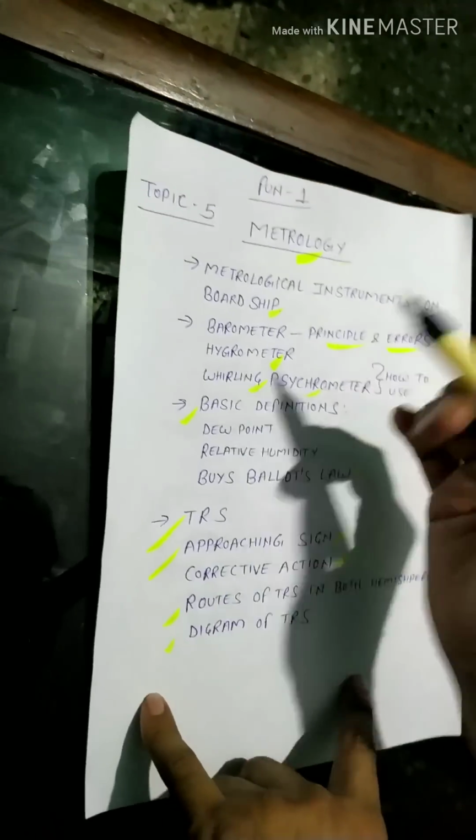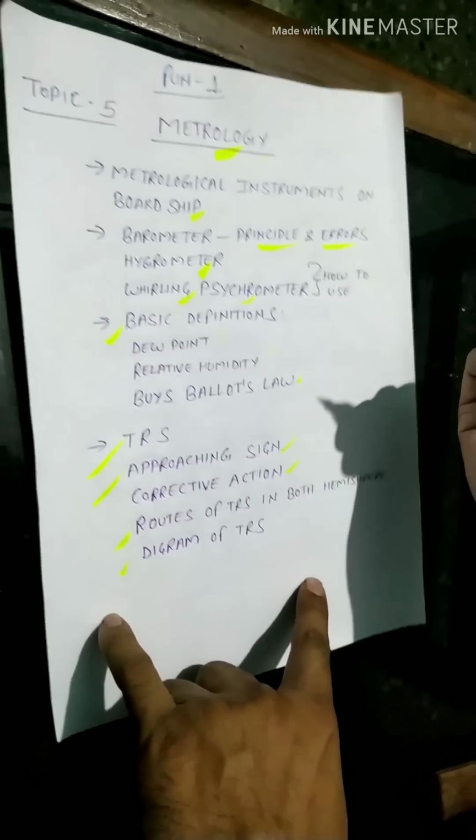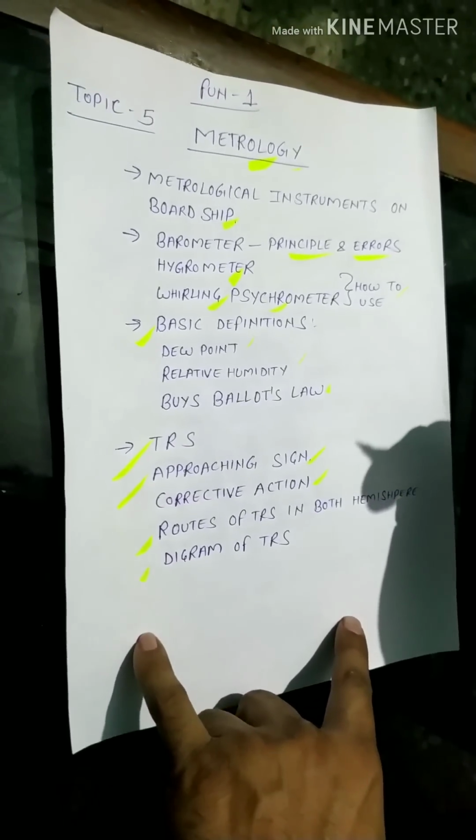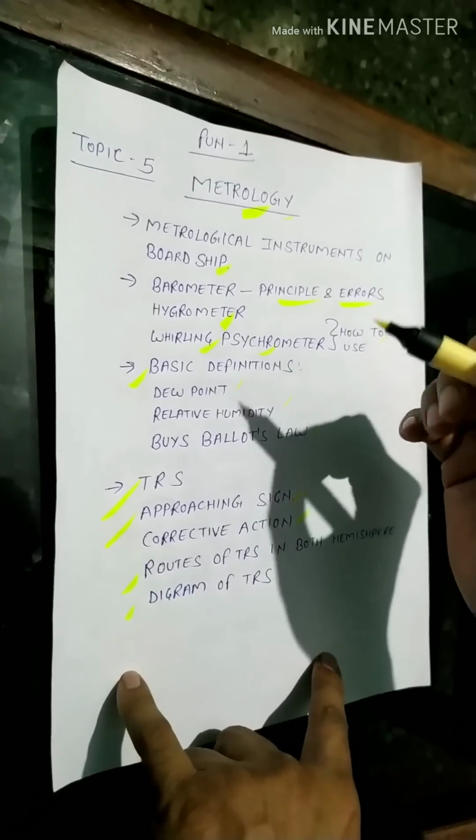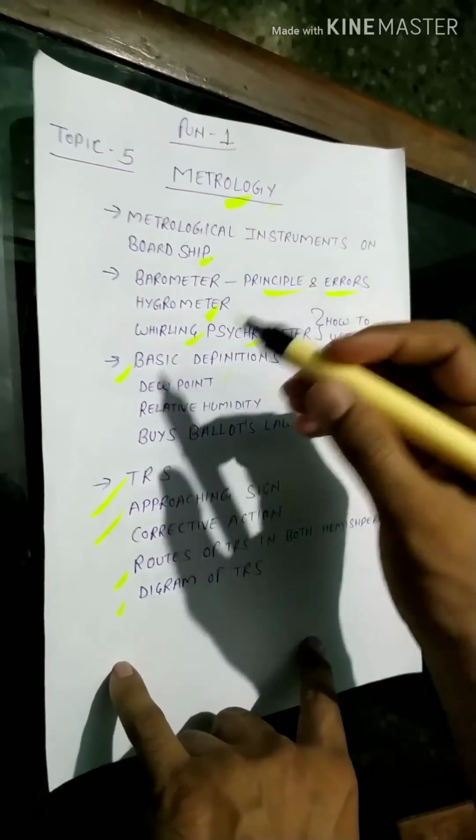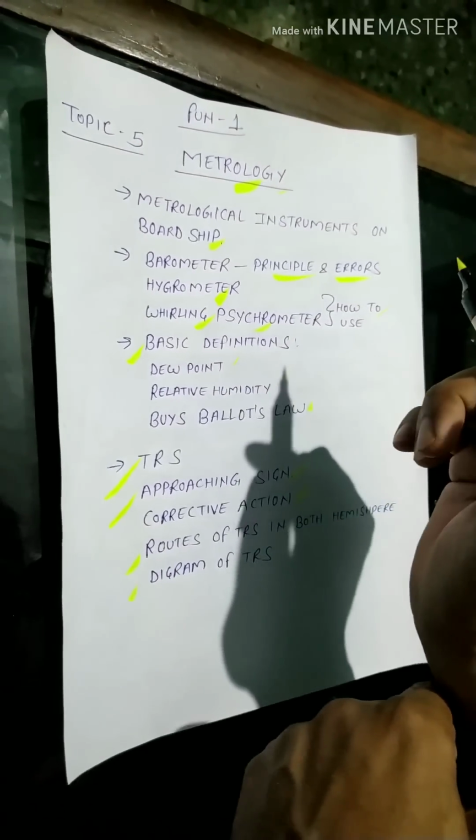This is all about meteorology: only instruments, definitions, and the tropical revolving storm. These are all you have to study in meteorology. That's all about meteorology.